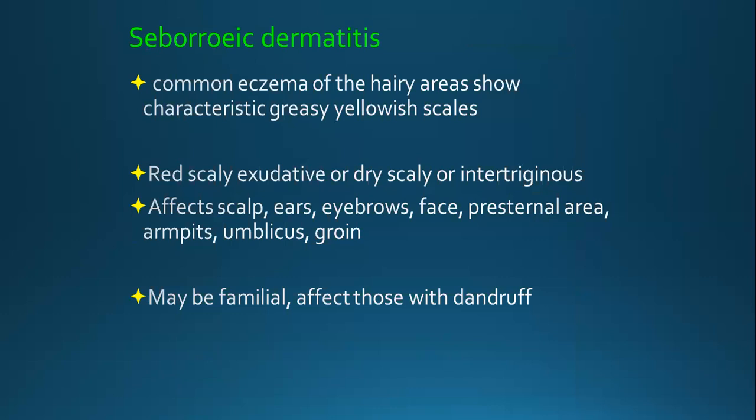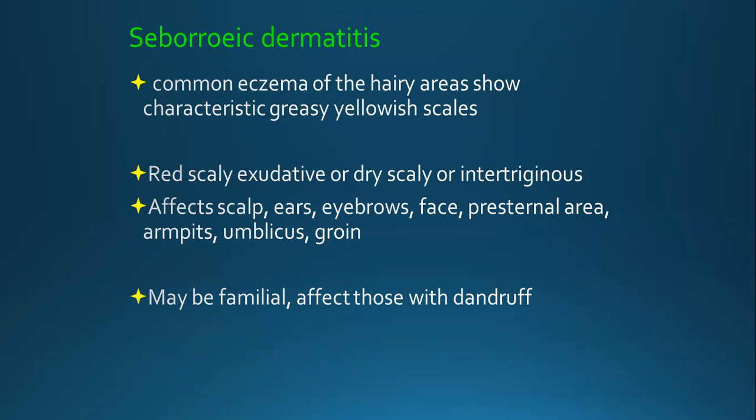Then this is a different type of dermatitis, which is an endogenous type again. This is seborrheic dermatitis. If you can appreciate, there are scales present in the scalp, on the forehead, in the eyebrows, eyelashes, more on the T-zone of the face, but even on the cheeks and the ears. Common eczema of the hairy areas showing characteristic greasy yellowish scales. Red scaly exudative or dry scale, or intertriginous areas are affected.